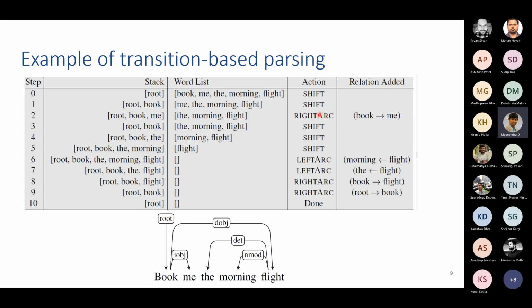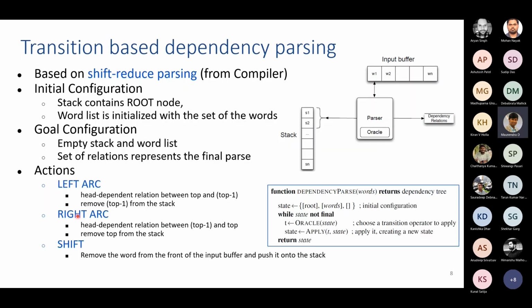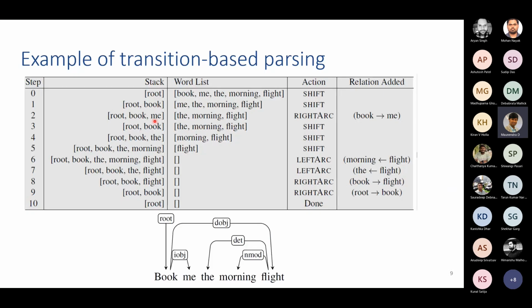So right arc means what? Right arc means the edge will be from left to right, or top -1 to top. So book to me is the relation that we get. And we are not moving anything from the word list. But we remove top in case of right arc. Right arc, remove top from stack. That means me goes away, and the stack gets modified.